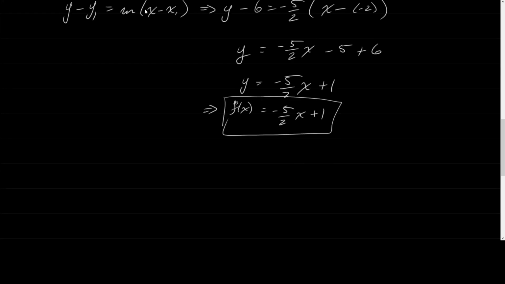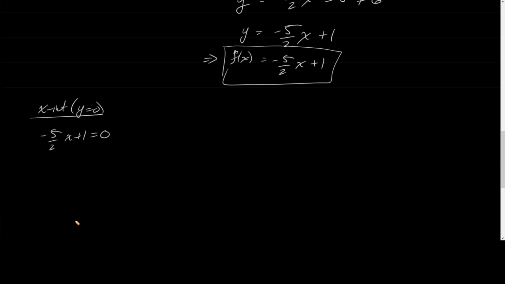Well, in here we already got the slope and the y-intercept. So let's look for the x-intercept. So let's see. The x-intercept, recall that that's when y is equal to 0. Well, I'm going to say that negative 5/2 x plus 1 be equal to 0. I don't want to work with this fraction, so I'm going to multiply everything by 2. So I get negative 5x plus 2 equals 0.